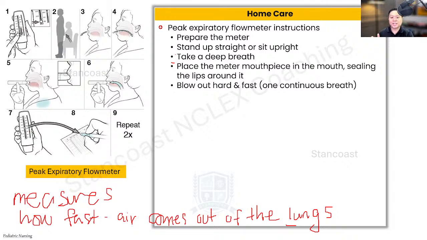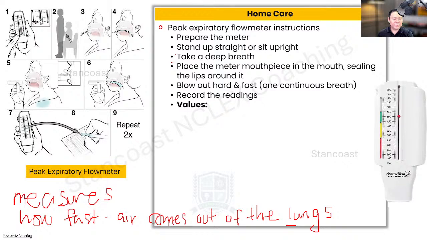And then you're going to have to instruct them to take a full deep breath. After that, they're going to place their mouth, seal their lips around the mouthpiece, and make sure that they blow out very fast in one continuous breath. Then after that, they need to record the value that they have obtained. Okay, so these are the values now.